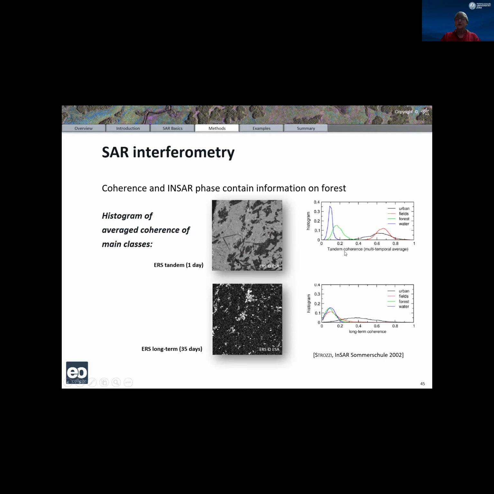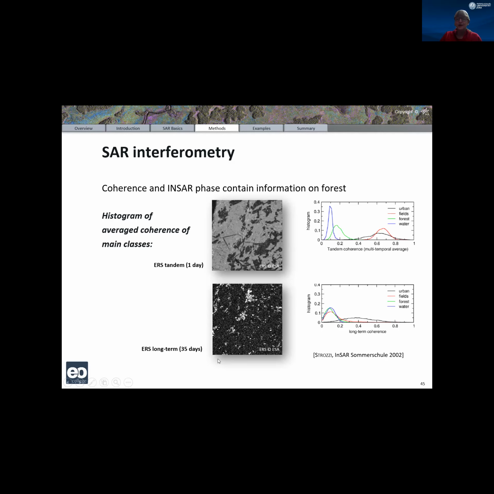What is changing is the forest, because the leaves are in a different position. The little wind is already enough to have the leaf in a different place. So the coherence goes down. And of course, water is very unstable here because obviously it moves. The little surface roughness is not in the same place. So with an image like this, you can already do a nice little separation.